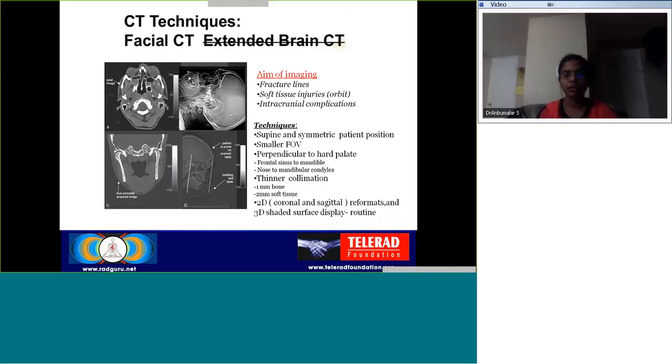With the multi-slice scanner, we can do coronal and sagittal reformats, which are most useful to detect subtle and non-displaced fractures in the face. Again, these 3D volume render reformats are very useful both for the radiologist and for the surgeon for surgical planning.